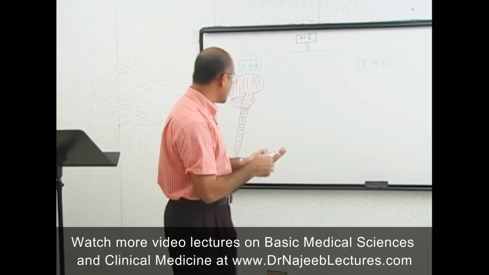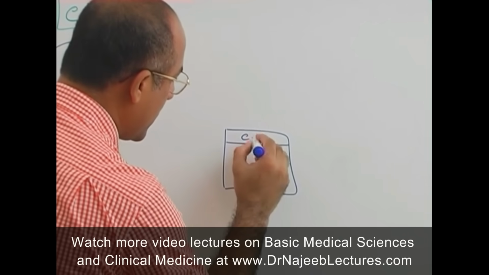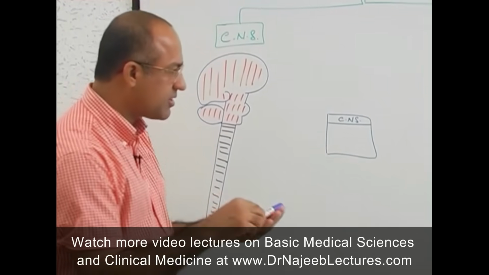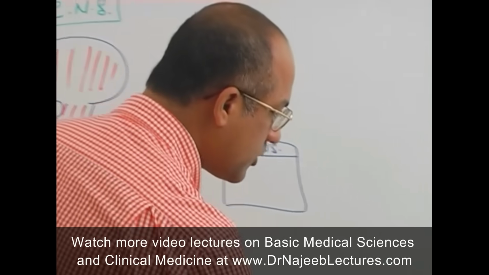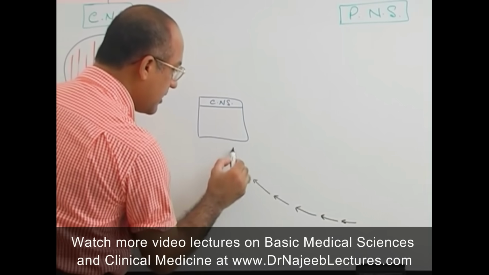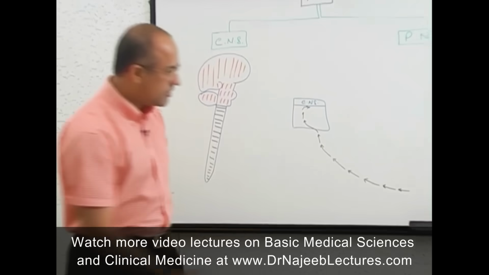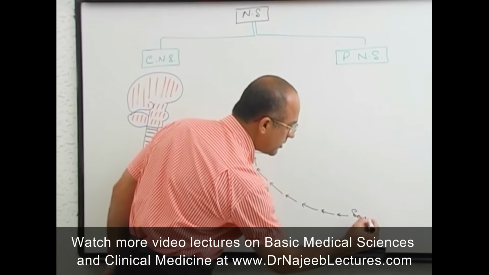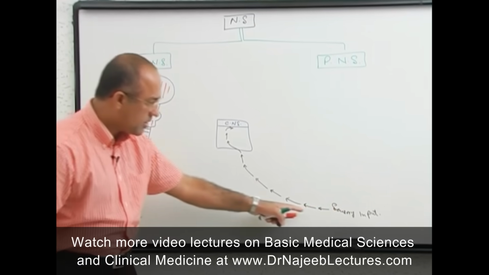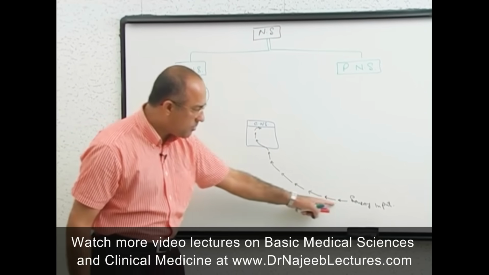Is that right? Let me make a very simple diagram. If we say that this is your central nervous system, what is the function of this? First, the very basic function of the central nervous system is that it should receive the information, right? This information about the self and the environment should go to the central nervous system. This is sensory input. And the sensory nerves, which are taking information to the central nervous system, are part of the peripheral nervous system.